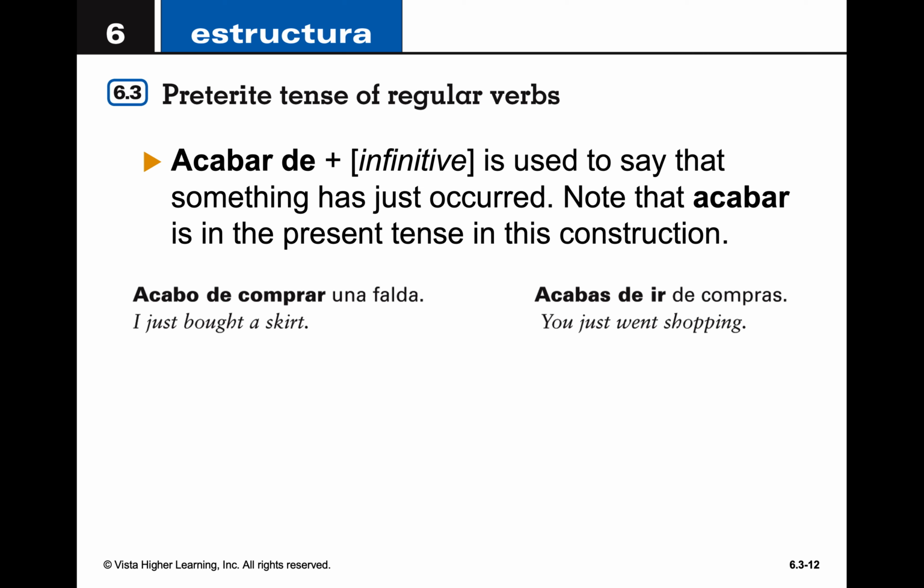Acabar de, when I add an infinitive behind it, is used to say something has just occurred. Now, this is kind of a euphemism, not a direct translation. What we have to do is take note that acabar is in the present tense in the construction, which seems counterintuitive to this being in the past. So this is a convention that, again, goes on the note card for you to be able to utilize.